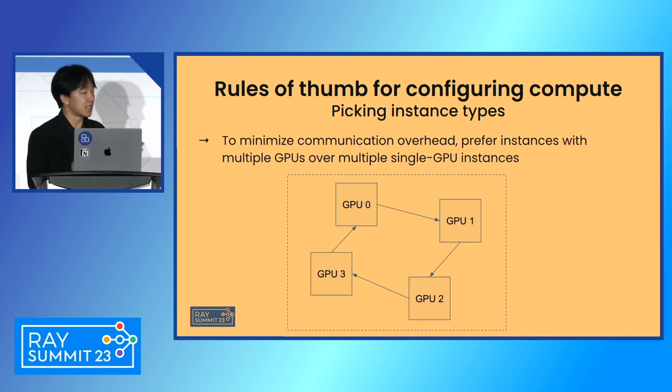Note that this is not a rule at all. This is just if we want to reduce communication overhead. We may still want to choose single GPU instances for cost or availability reasons. So this is not an exact rule to follow.